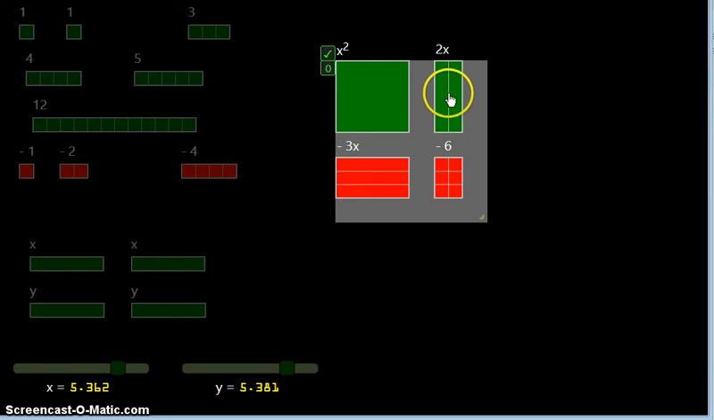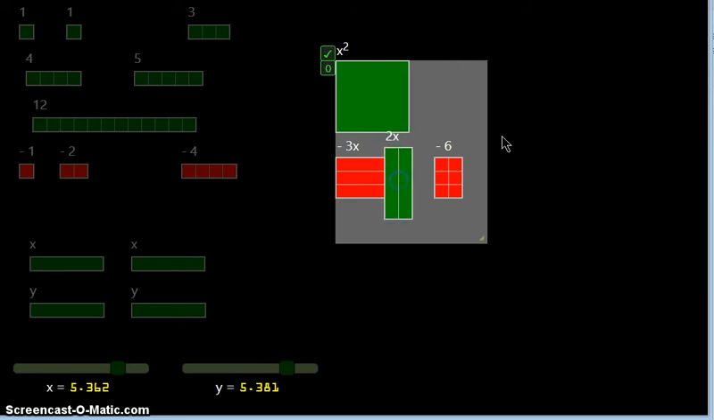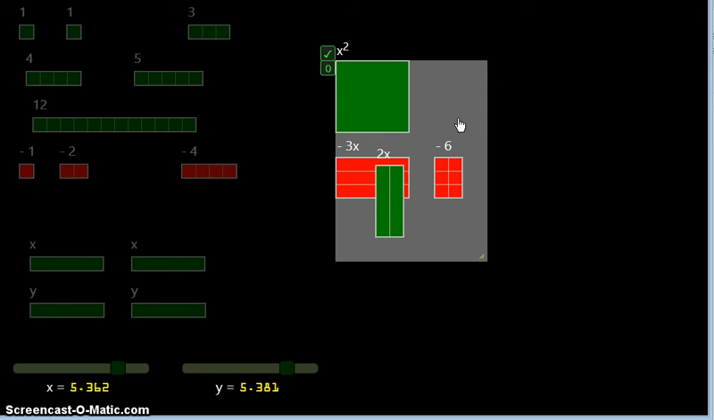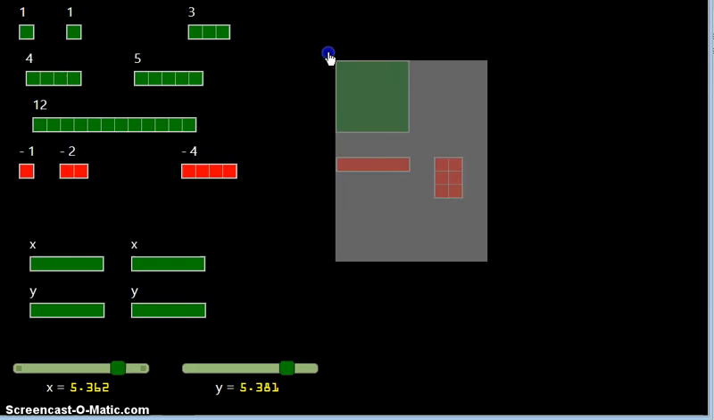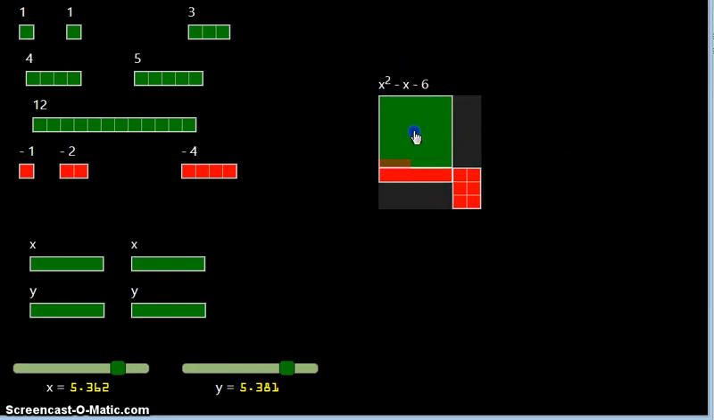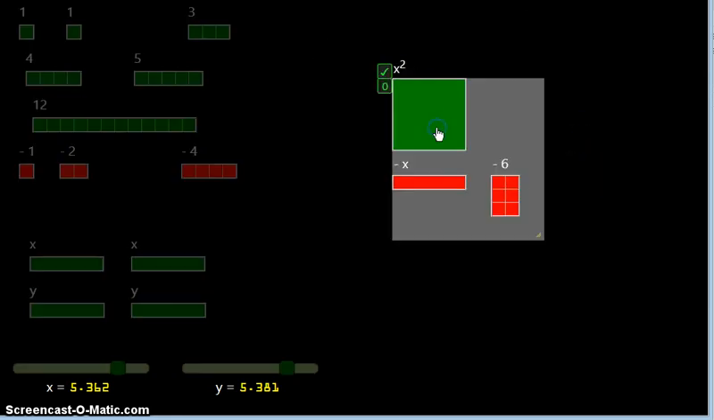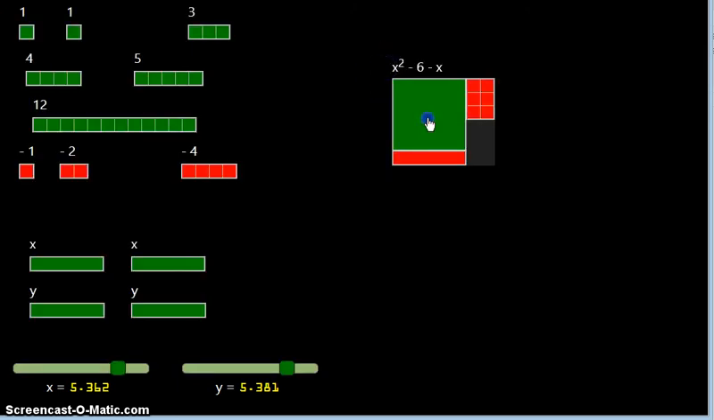The 2x and the negative 3x combine, but they don't actually combine yet because they're not the same shape. All I have to do, though, is right-click on one of these, transpose it so that it is the same shape, and now the 2x and the negative 3x will combine. And I can say I'm done, click on my check mark, but again, I get this ugly looking arrangement, so if I don't like that, I can rearrange it however I want.